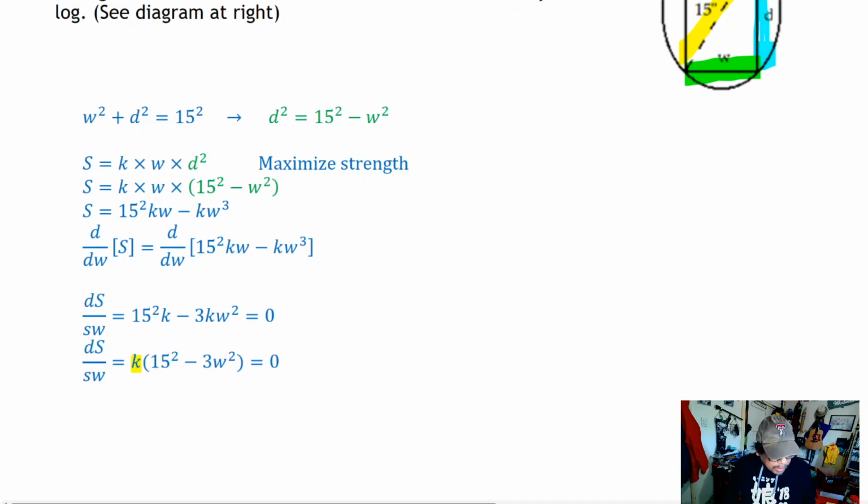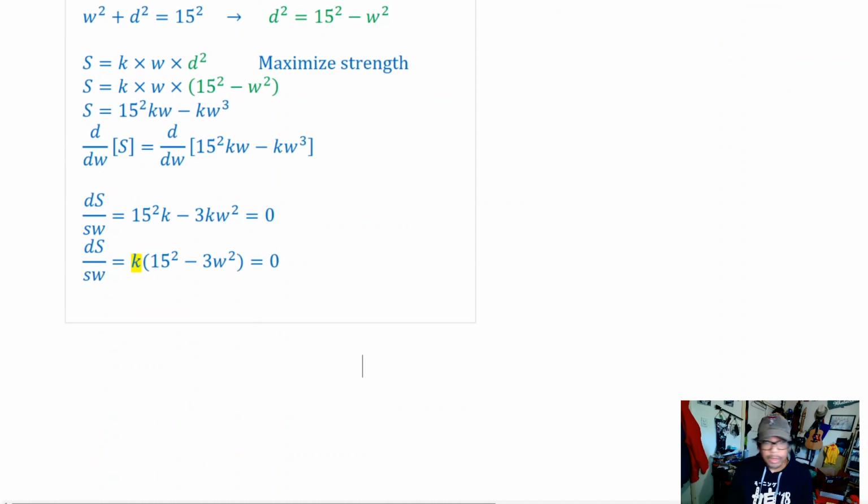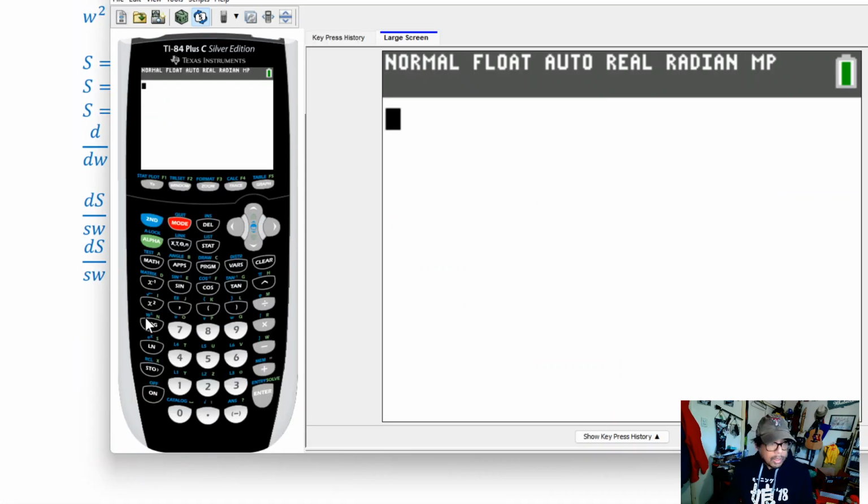And well, now this looks pretty good. We just need to solve 15 squared minus 3w squared is equal to 0 with our calculator. Okay, let's do this a couple of different ways.